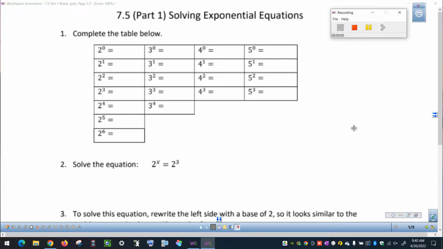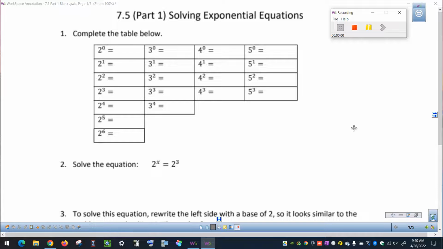We're looking at solving exponential equations. And we're going to actually do this using two different methods. We're going to start today by solving equations using the same base method, and then we're going to solve equations using logarithms.